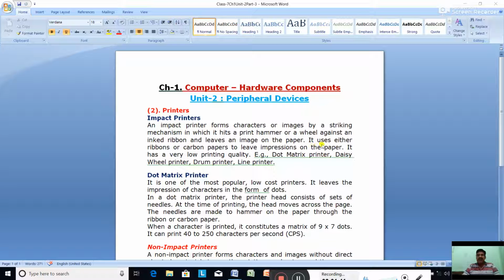It has a mechanism like a typewriter. In a typewriter, you hit the key, it prints. It uses either ribbon or carbon papers to leave impressions on the paper. It has a very low printing quality. If you compare with the non-impact printer, this one has very low printing quality. Printing quality is not good. Examples of this type of printers are dot matrix printer, digital printer, drum printer, line printer.